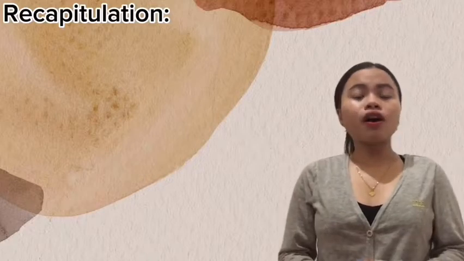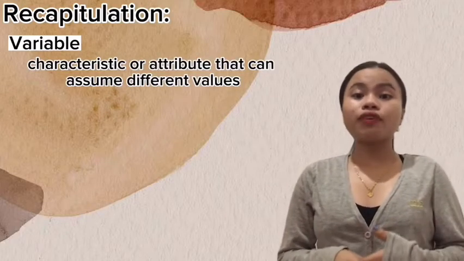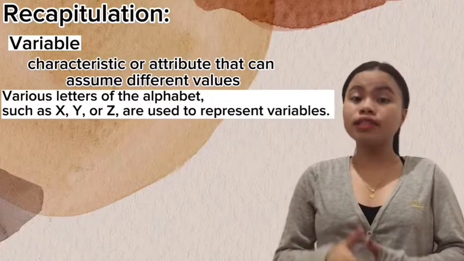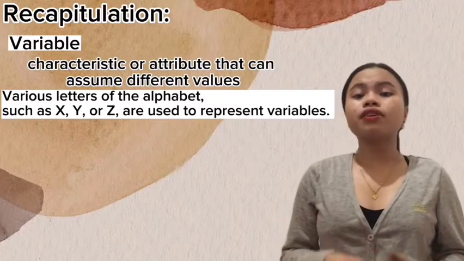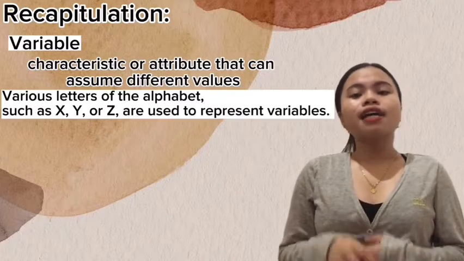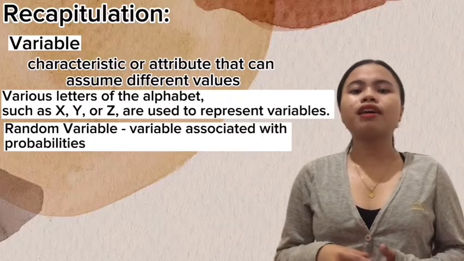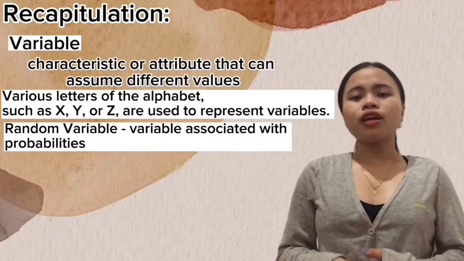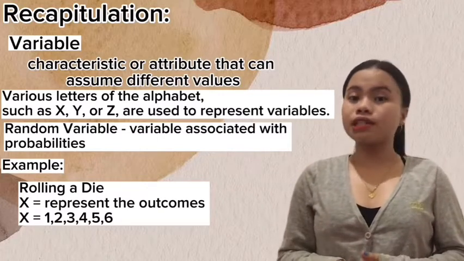First thing that we need to recall is variable. A variable was defined as a characteristic or attribute that can assume different values. Various letters of the alphabet such as X, Y, or Z are used to represent variables. That's the very common thing that we have encountered several times already. Since the variables that we are going to talk about in this video are associated with probability, they are called random variables. For example, if a die is rolled, a letter such as X can be used to represent the outcomes.